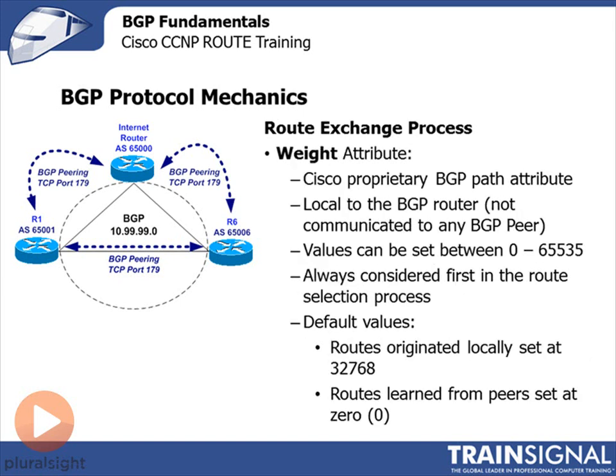The final attribute, and it's not technically a path attribute, but a Cisco proprietary setting, is called weight. Weight is local only to a particular router. For instance, local preference is all within an autonomous system between IBGP peers, but weight is only on a particular router. It has no value to be communicated with other peers. The values are between 0 and 65535, and it's always the first thing that's looked at in the route selection process. Some default values: if the route is originated locally, the weight is set at 32768, and routes learned from other peers are automatically set at 0. But this is a way you can actually point to exit points from the standpoint of an originating router. It's local to the router.